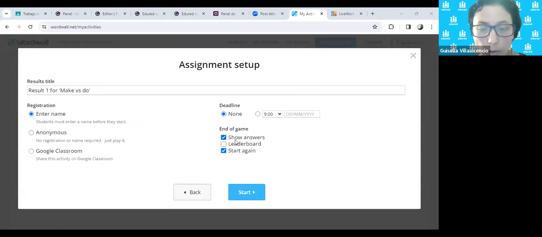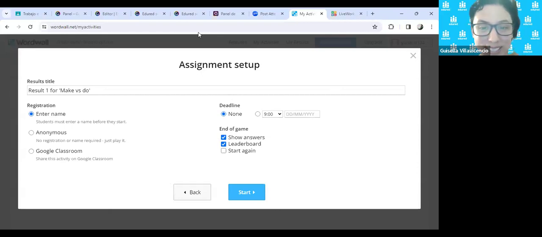Al finalizar el juego, show answers, se van a mostrar las respuestas. Y acá dice start again, que empiecen otra vez después de finalizar. No, no deseo que empiecen otra vez. Solamente veo que deseo que vean sus respuestas y también que vean el leaderboard, ¿no? El leaderboard. Yo configuro así cuando lo voy a poner como un assignment.